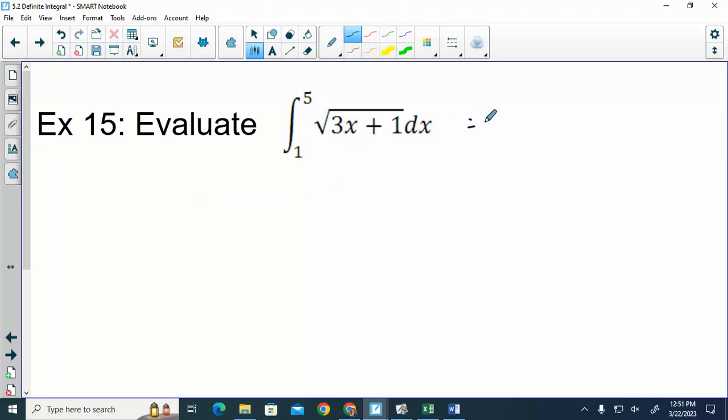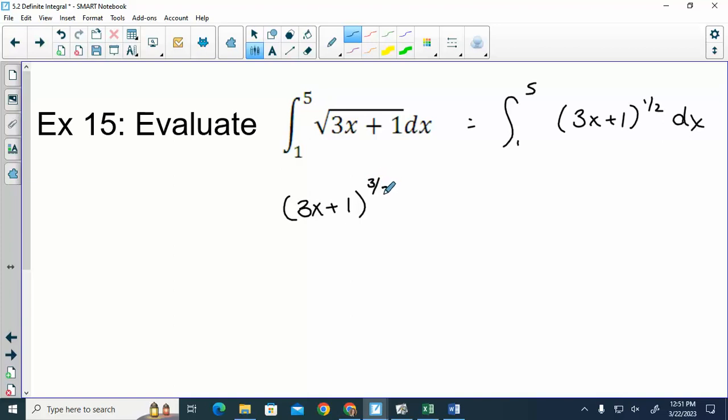A square root is like what power? So when you do the antiderivative, you add 1 to that. So 1/2 plus 1. So that means we have to have a 2/3 in front. What else do we need? We need a 1/3 to cancel the 3. So we have a 2 ninths.